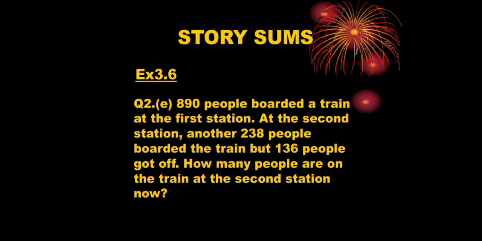Children, in this question we have mixed operations, that is addition and subtraction, because first we find the total number of people. For finding the number of people left, we need total people of both stations. So we add first, and for finding the number of people left, what will we do, children? Can you guess? We will subtract. Number of people got off means number of people gone from the total. Now let's see the solution.